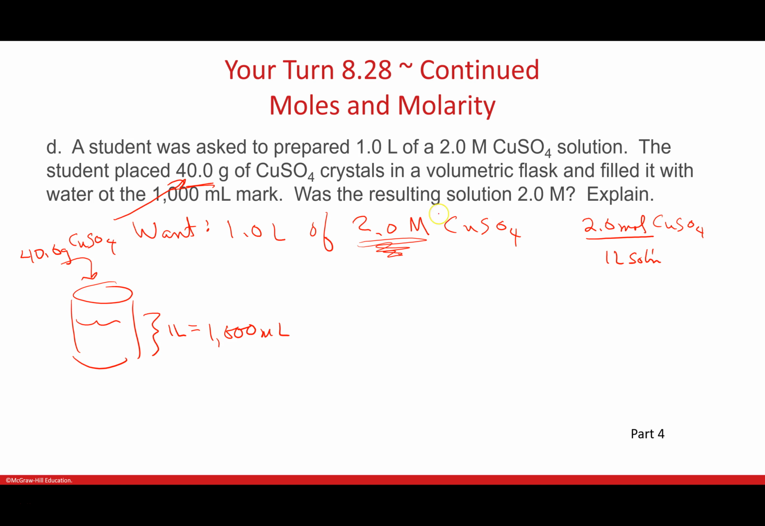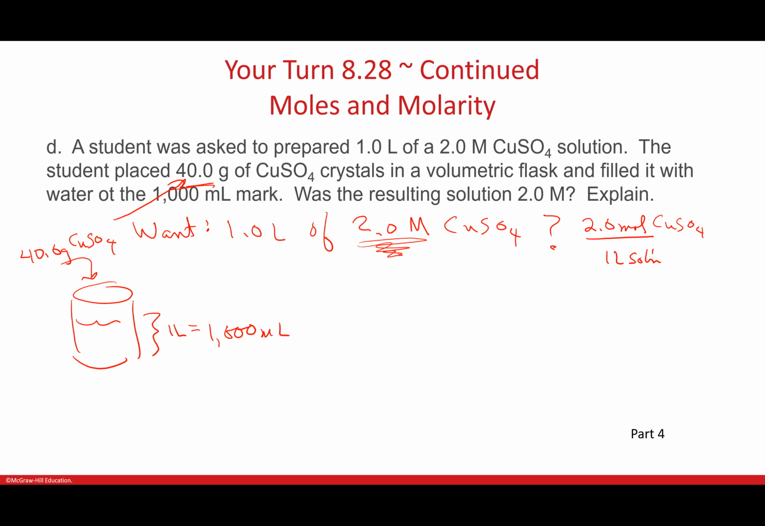And the question is this: is it 2 molar? Now, this is one where we do have to do the molar mass, because you want 2 moles per liter, and in our problem, I have 1 liter. So the question here is, is 40.0 grams 2 moles? Does that make sense? If it is 2 moles, we did it. If it's not 2 moles, then we can answer this question which wasn't done.